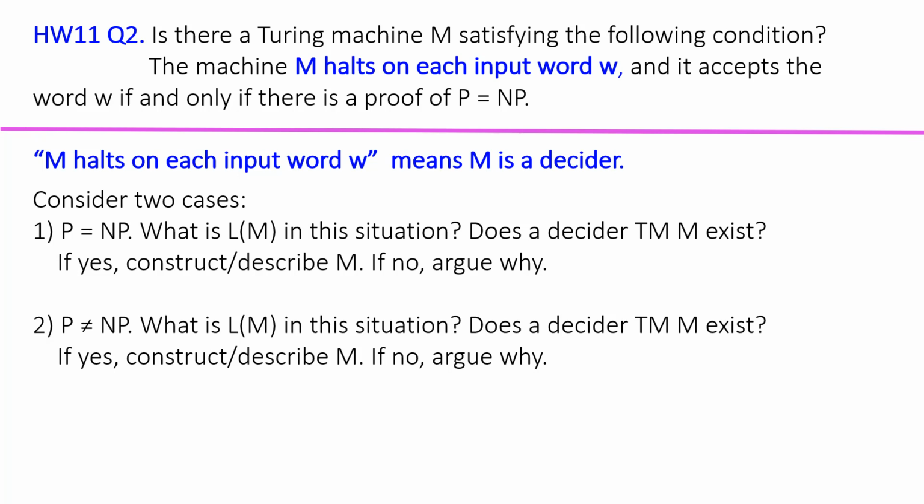So you can analyze these two cases separately. If P equals MP, what is the language of LM? Is this language decidable? If so, construct M. If not, argue why. And you do the same thing for the case where P is not equal to MP. What is the language LM in this case? Based on this knowledge, you either construct a decider for it or you argue this language is not decidable. Alright, you will see hints on problem 3 a little bit later.